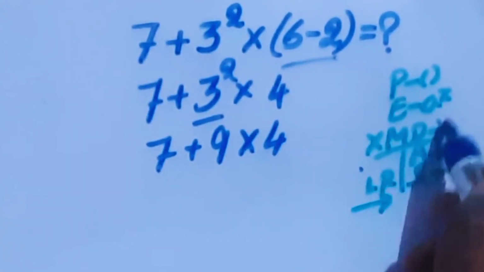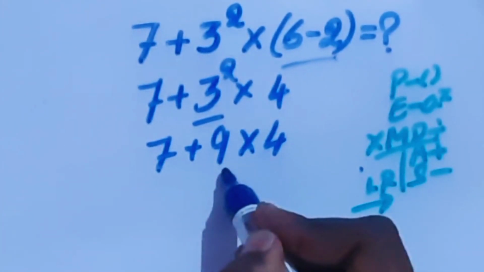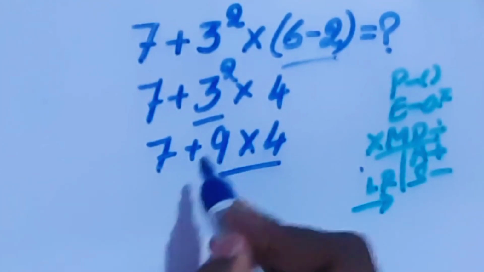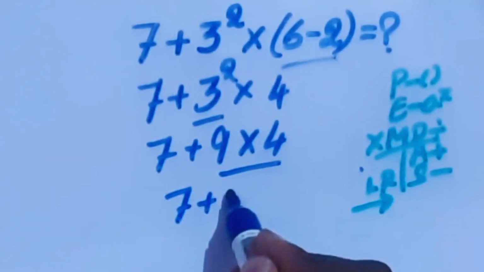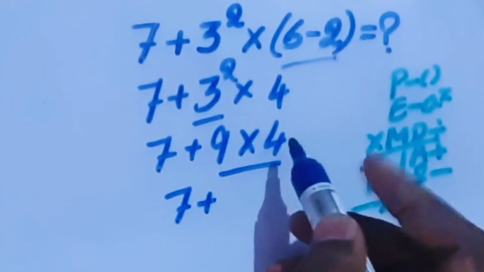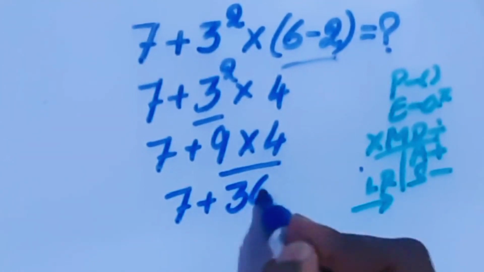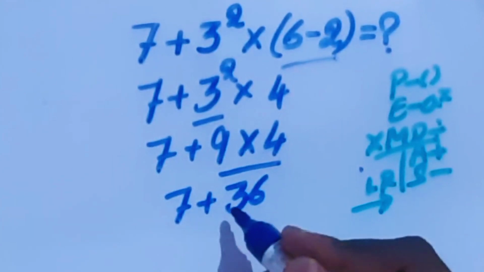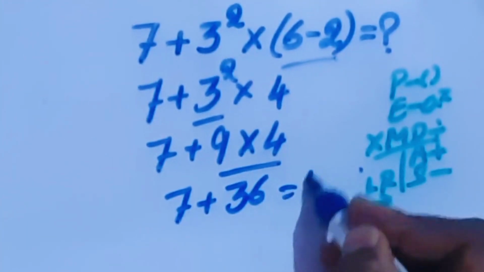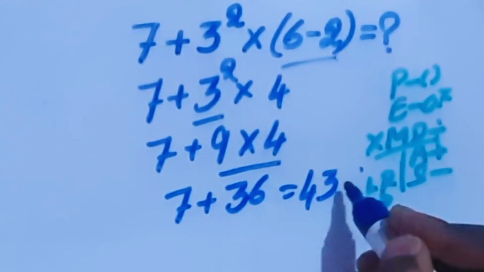The next priority is multiplication and division. So we have to do this multiplication before the addition. So 7 plus 9 times 4, which is 36. Then 7 plus 36 is 43, which is the correct answer.